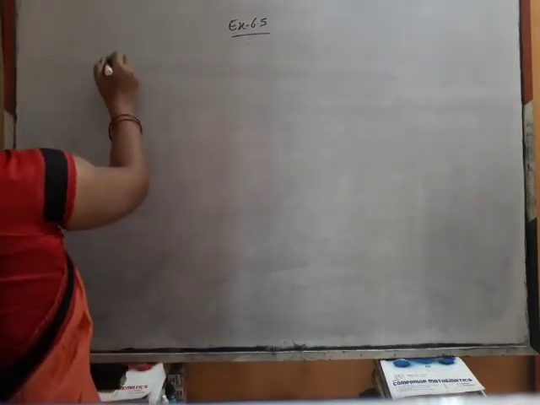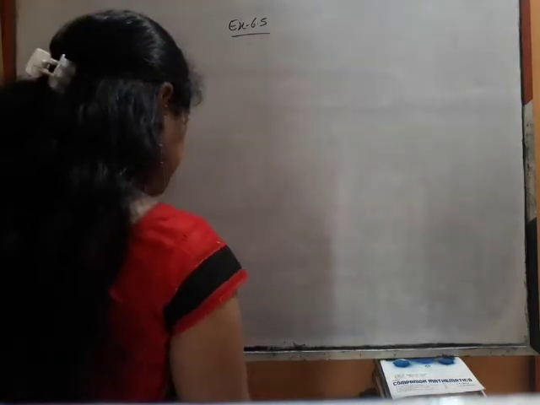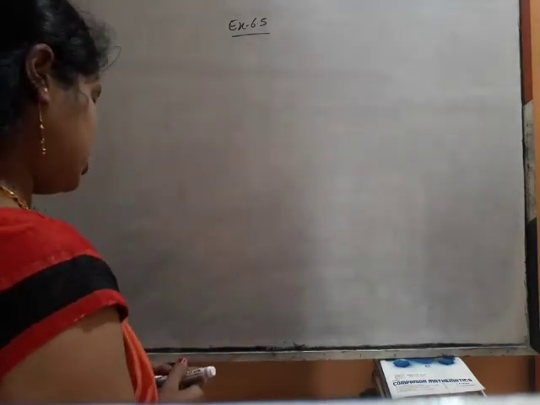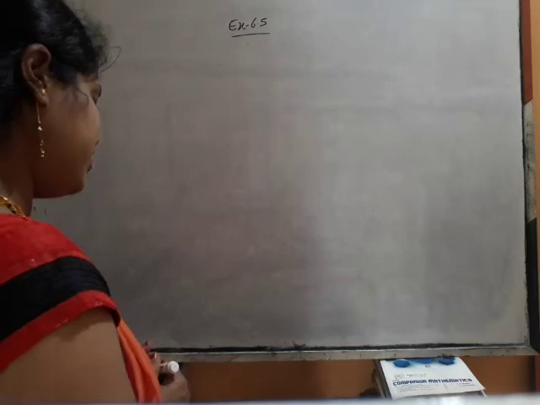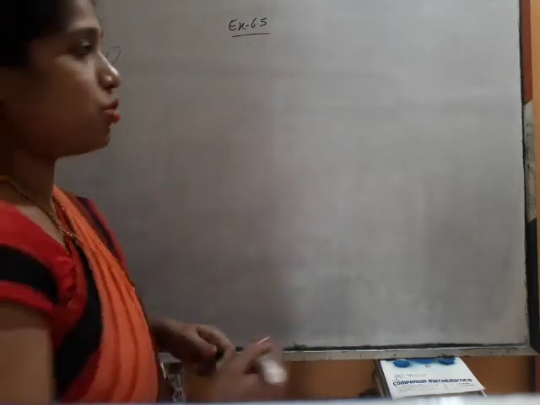And the last question. Question number 16. In an equilateral triangle, again an equilateral triangle, prove that 3 times the square of the side is equal to 4 times the square of one of its altitudes.